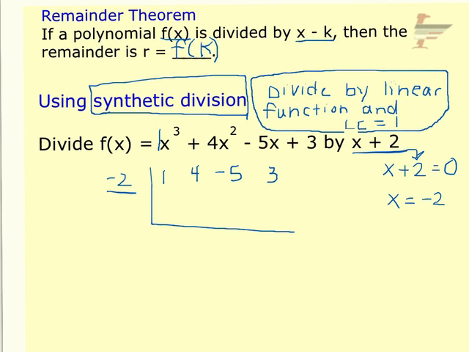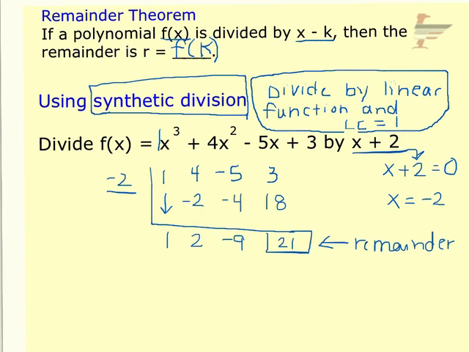And then you do the synthetic process, and this you're familiar with. So you carry down 1, multiply 1 times negative 2, add 4 minus 2, multiply 2 times negative 2, add negative 5 minus 4, multiply by negative 2, and add. And this is your remainder. Okay, so that's what the remainder theorem says.